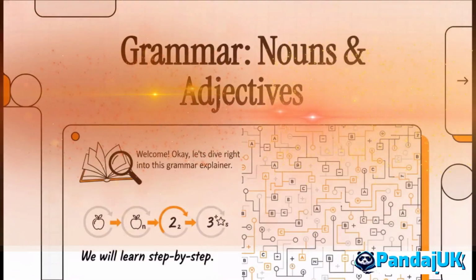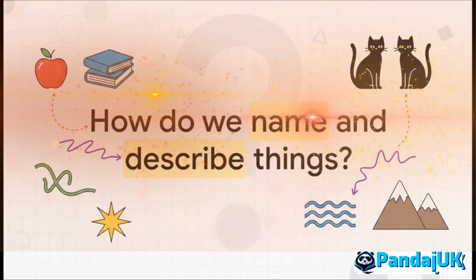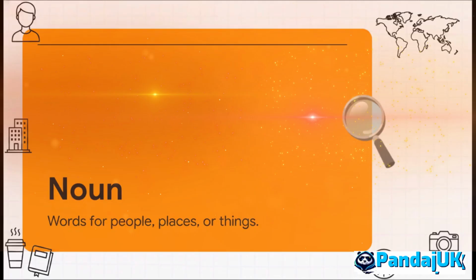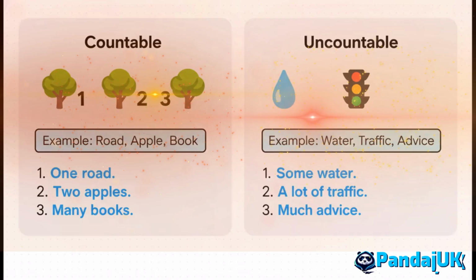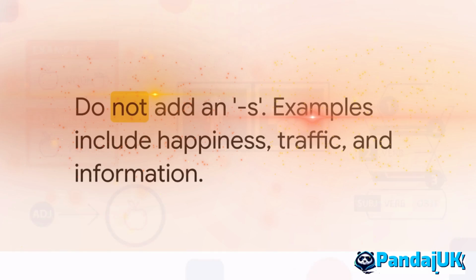Today, we're building your English grammar toolkit step by step. Let's get started. So how exactly do we name and describe the world around us? Well, let's find out. First up is the noun. A noun is just a simple word for a person, place, or thing. Now, some things we can easily count, like apples, but other things, like water, we just can't. For those uncountable nouns, like traffic or water, remember to never add an S to the end.